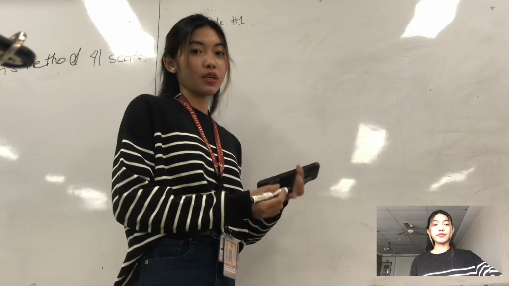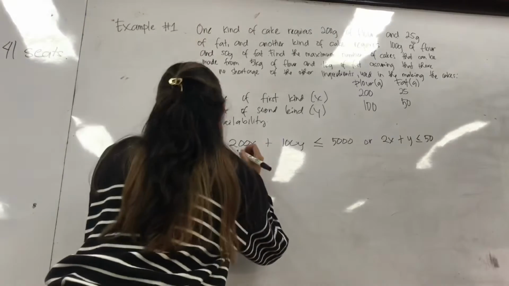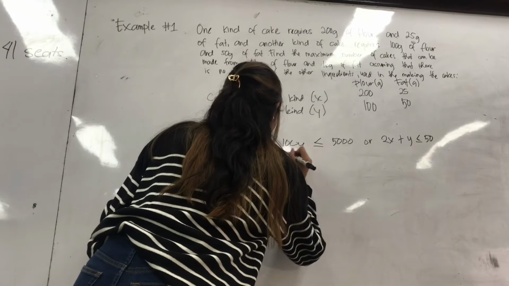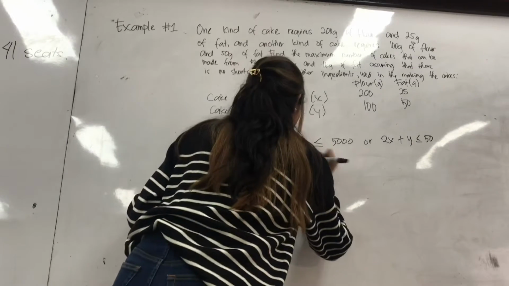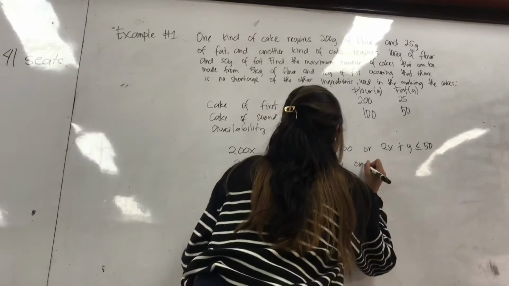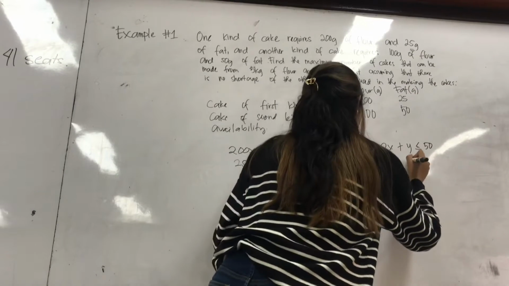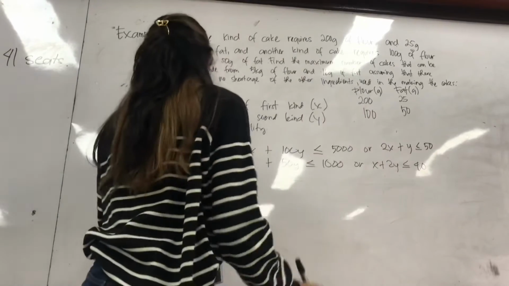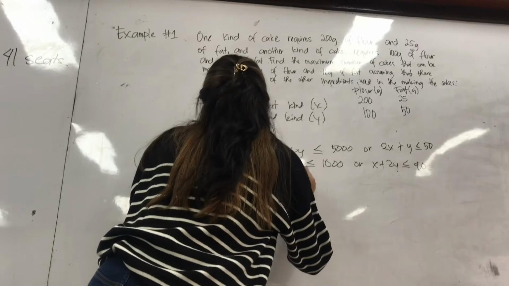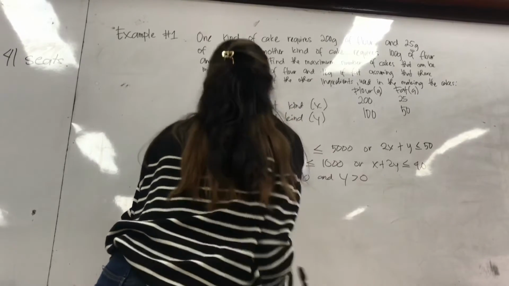So our first example of the graphical method. The next constraint is 25x plus 50y less than or equal to 1000, or in simplest terms, x plus 2y less than or equal to 40. Also, x greater than 0 and y greater than 0.